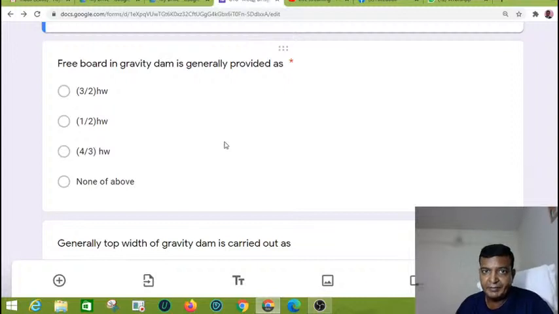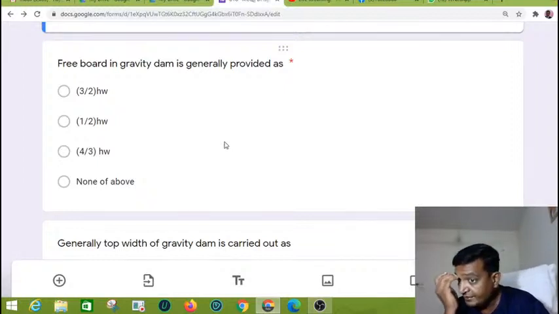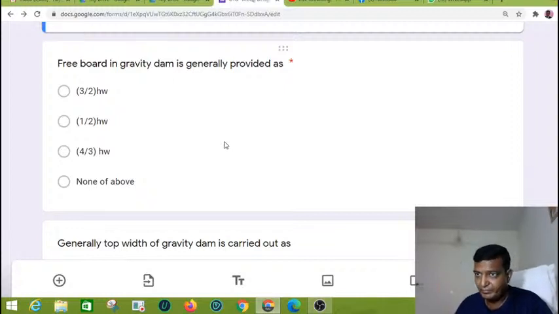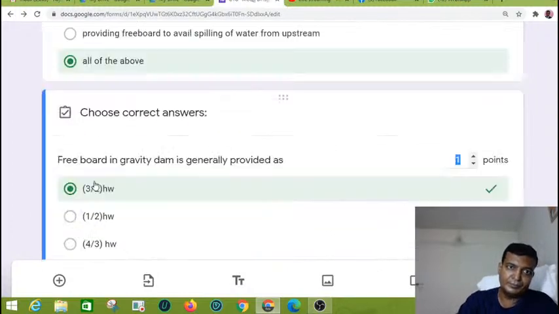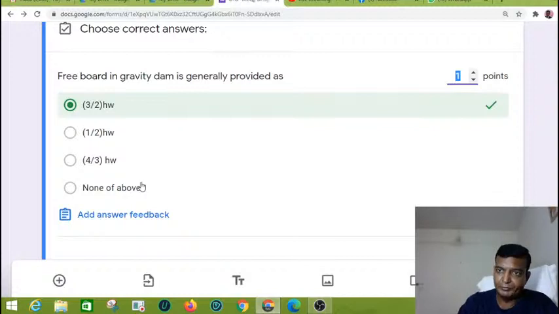Freeboard in the gravity dam is generally provided as 2/3 of HW, 1/2 of HW, 4/3 of HW, or 3/2 of HW. The answer is 3 by 2 HW.